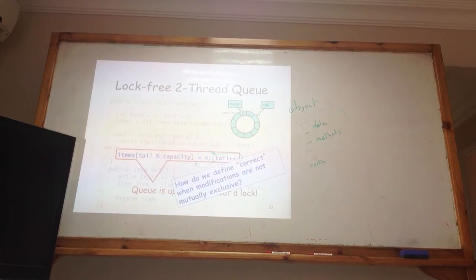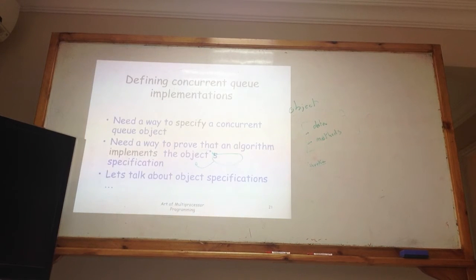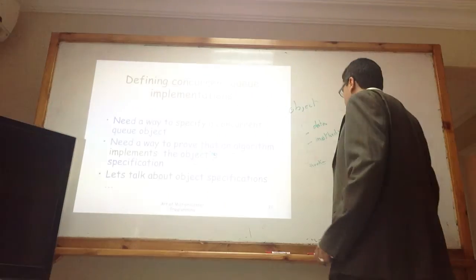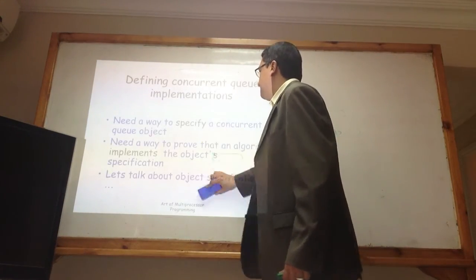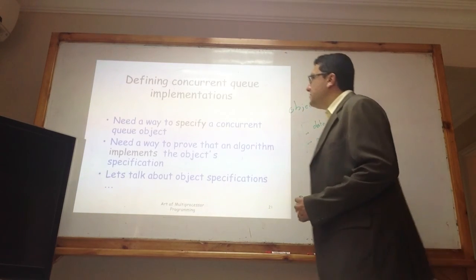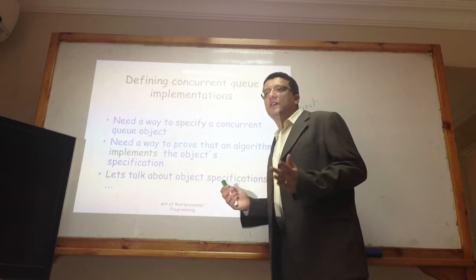So the queue is updated without a lock, and the question is, how can we define what is correct? What we did here is define it in an intuitive way. We can say, this is the way it works. But usually, if we want to be more precise, we need to think about how to describe correctness, or how to show that this operation is correct. So in order to do that, you need to make some specification to say, this is how it works.